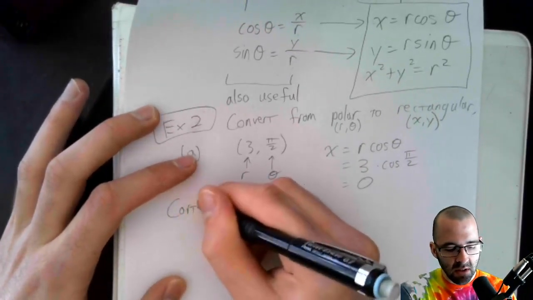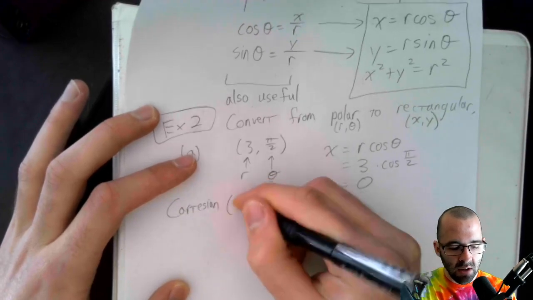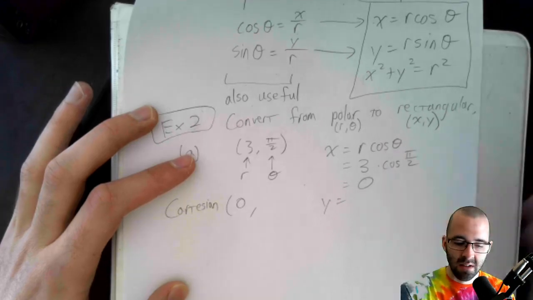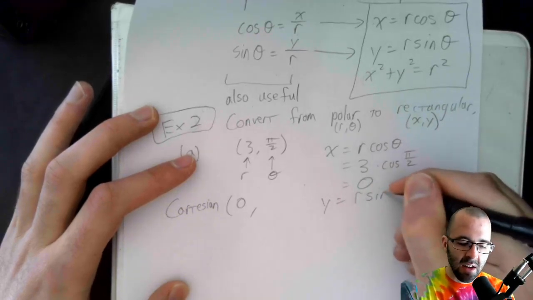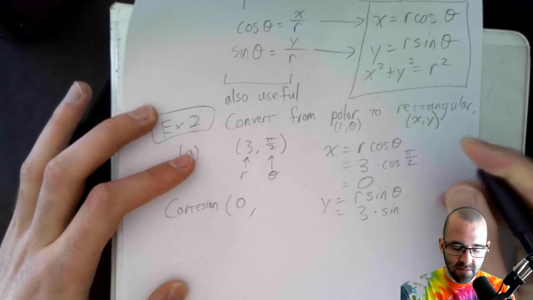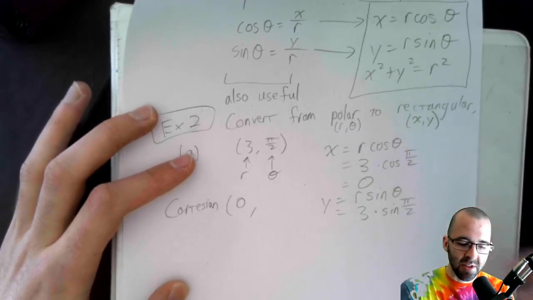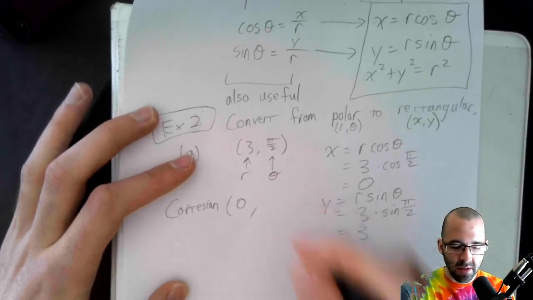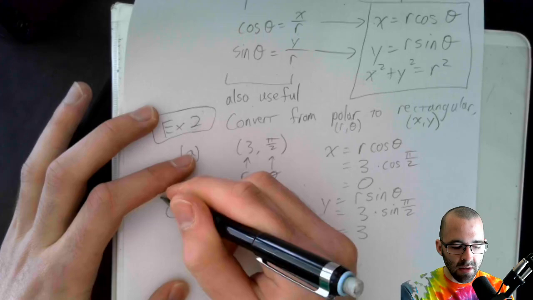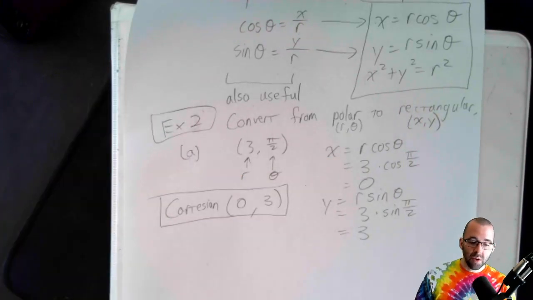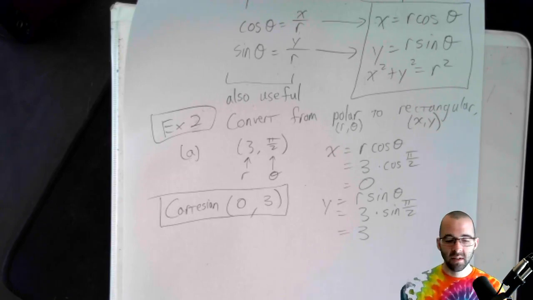So in Cartesian, the x coordinate is 0, and we do a similar thing for the y. Y is r sine theta. We just do the same thing. 3 times the sine of theta, which is still pi over 2. Sine of pi over 2 is 1. So y is 3. Okay? And indeed, if you plotted these, you would get the same point.